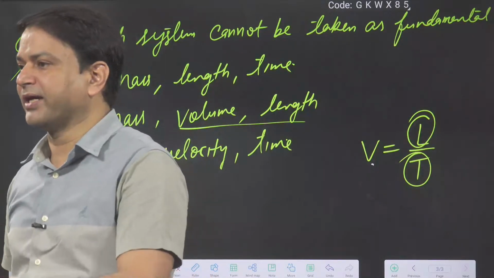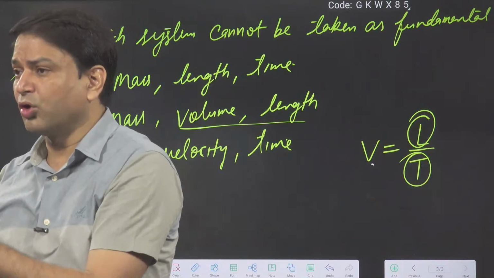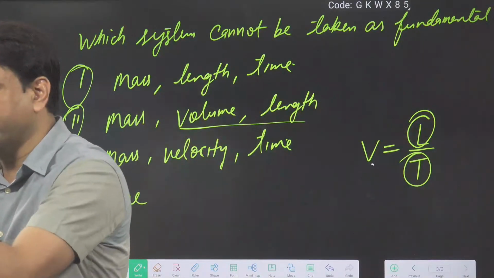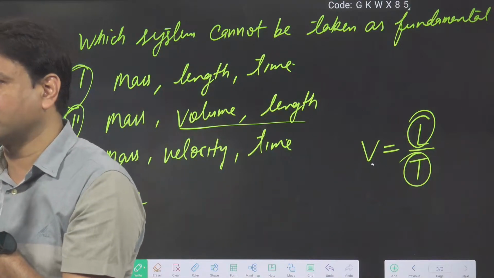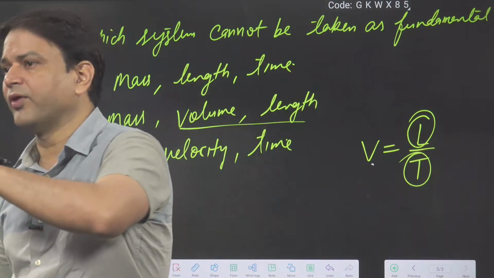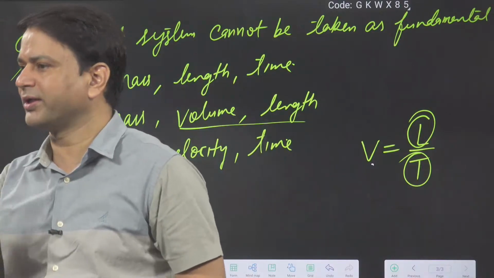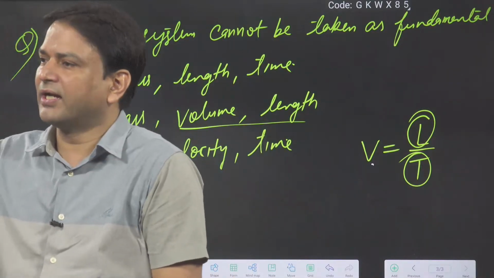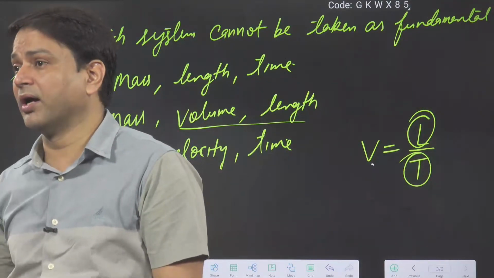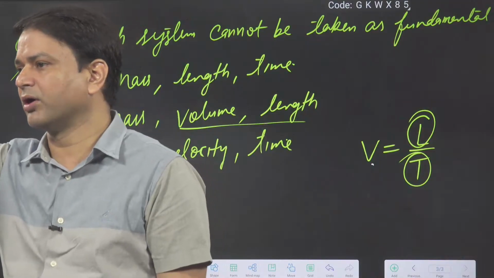Suppose I have given the time. Can I write the length? No. So in this formula, velocity is equal to length upon time. Any two I can take as fundamental, so the third one will be derived. Like I took velocity and time as fundamental, then length I can represent as V into T. So length is derived, and I can write it in terms of velocity and time. If I am taking length and time as fundamental, then velocity is derived. It is L by T.